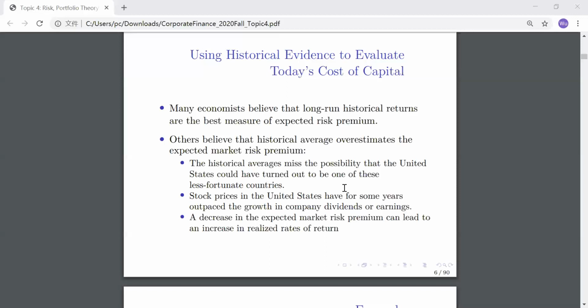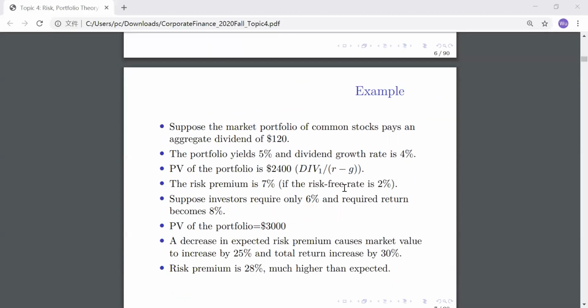So in that case, if we believe that using the historical average might overestimate the market risk premium, we might want to adjust the expected market risk premium down, right? In that case, the decrease in the expected market risk premium can actually lead to an increase in realized rates of return, right? So that is the idea, and we're going to show this through this example.